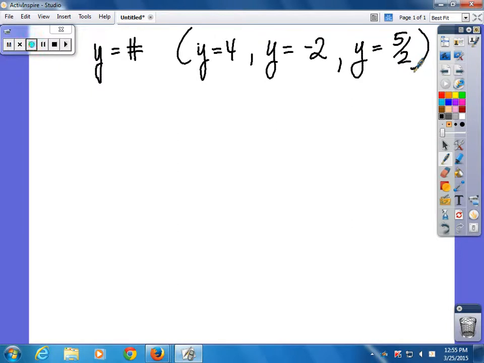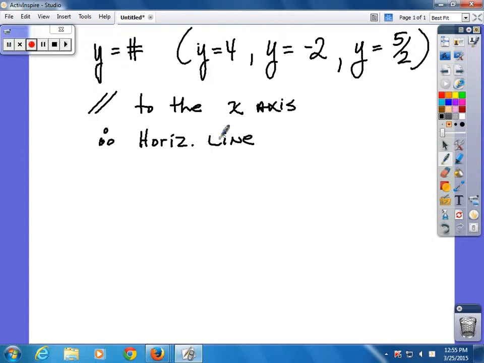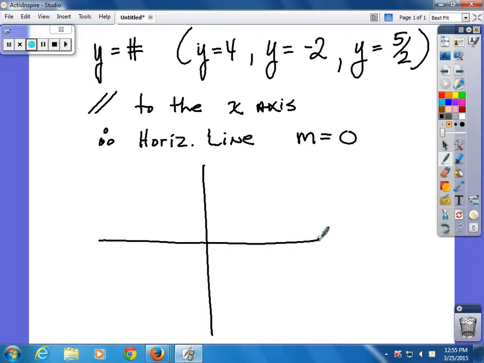When y is equal to a number, it's parallel to the x-axis. Therefore, it's a horizontal line, meaning that the slope is equal to 0. So in this case, here's your x and y axis, and we will highlight the first one green, the second one yellow, and the third one blue.